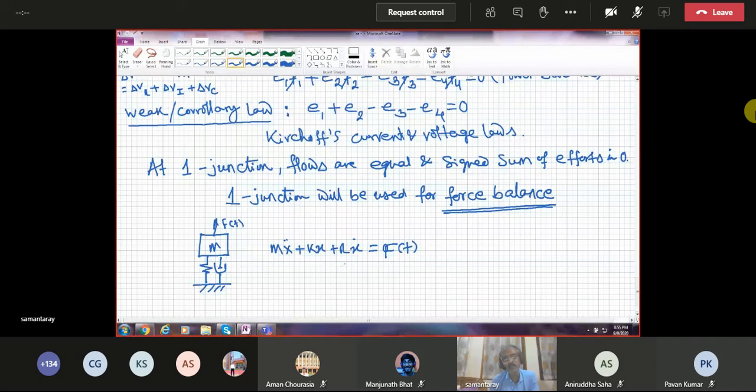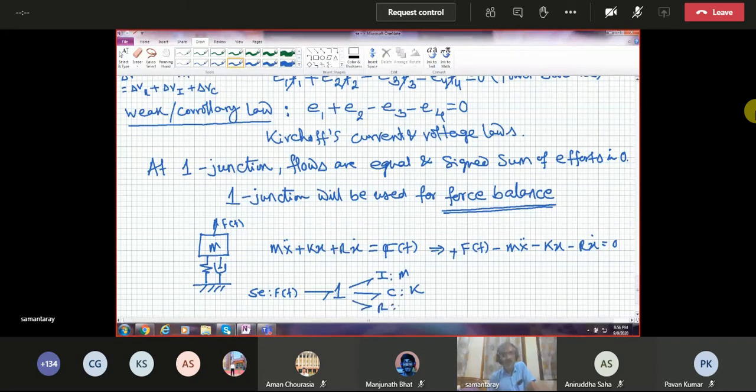Ft minus m x double dot minus k x minus r x dot is equal to 0. So you see here, one junction, source of effort is Ft. That is plus. This is the plus term. Then all others are minus: I, mass, C, spring, R, damper. So that's a kind of force balance.